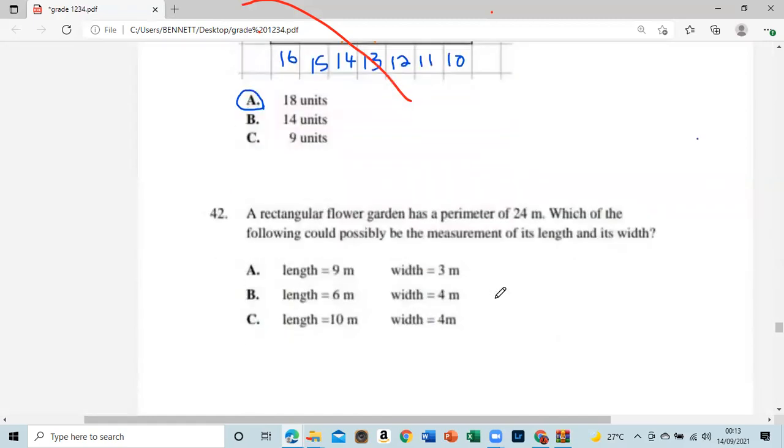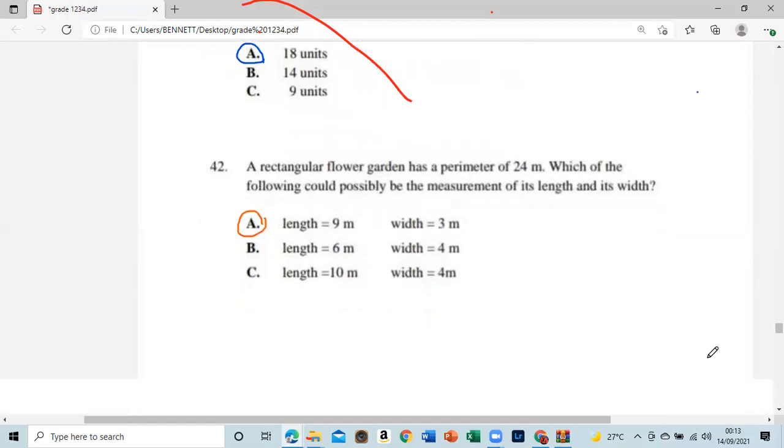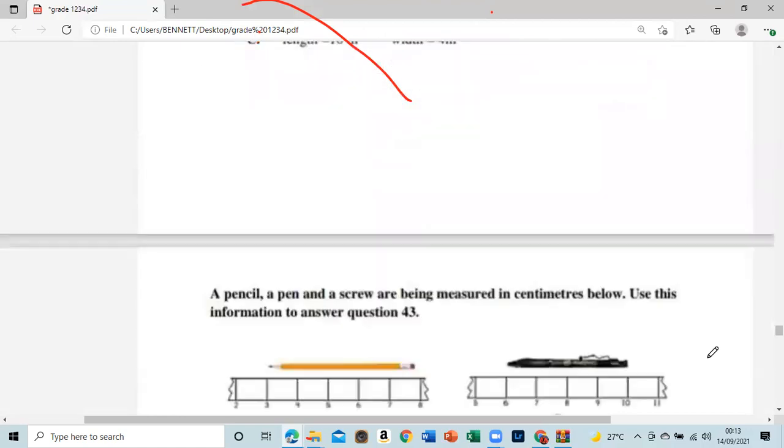A rectangle for a garden has a perimeter of 24 centimeters. Which of the following could possibly be the measurement of the length of the bed? All right, so if the length is 9 and the width is 3, we can just add them here: 9 and 3 are 12, right? And we double it. This 6 and 4 are 10, we double it, 20. And again, teacher, we have to go through that with you guys.